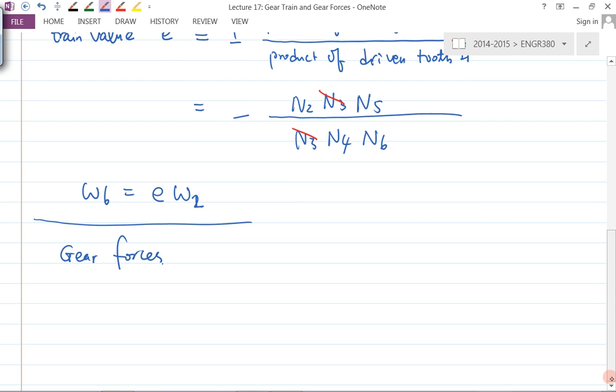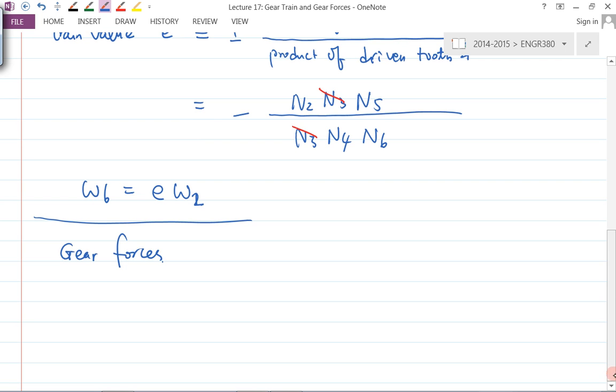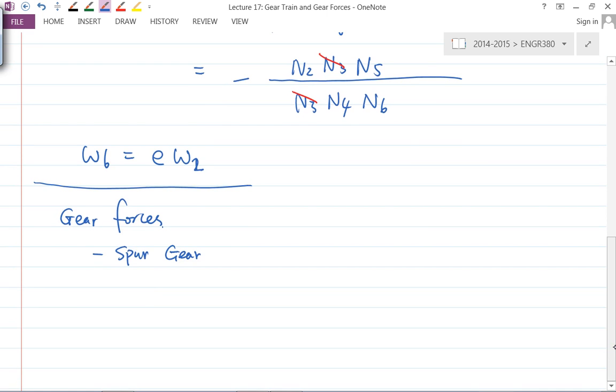So this portion is very important because we really need that in terms of our design, right? Yeah. Let's talk about spur gear. Okay, so in particular, we'll talk about spur gear first. Okay. So I'll draw a diagram in here.